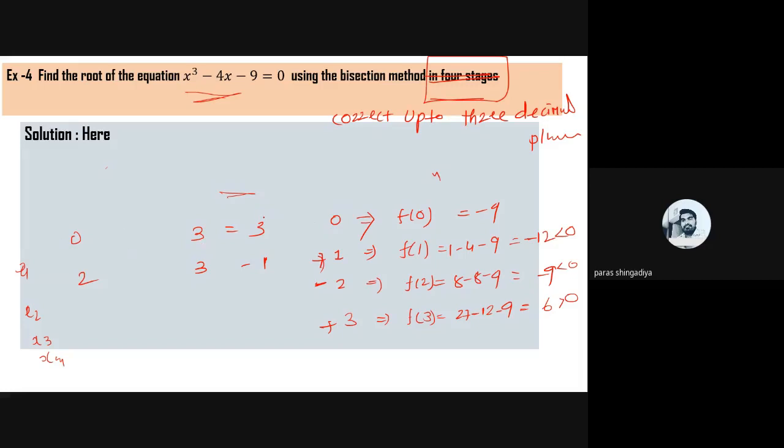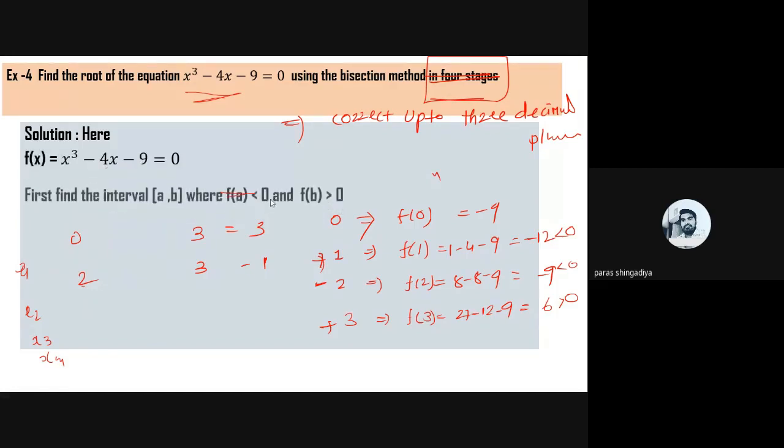But for correct up to 3 decimal places, in this case you just consider the right interval. The 2 nearest values should be chosen. 0 and 3 are not the 2 nearest values. Here 2 and 3 are the 2 nearest values where f of 2 is negative and f of 3 is positive. So in this interval you will get a fast answer, you will get a speedy answer. Okay, so is this point clear? Do you have any query?